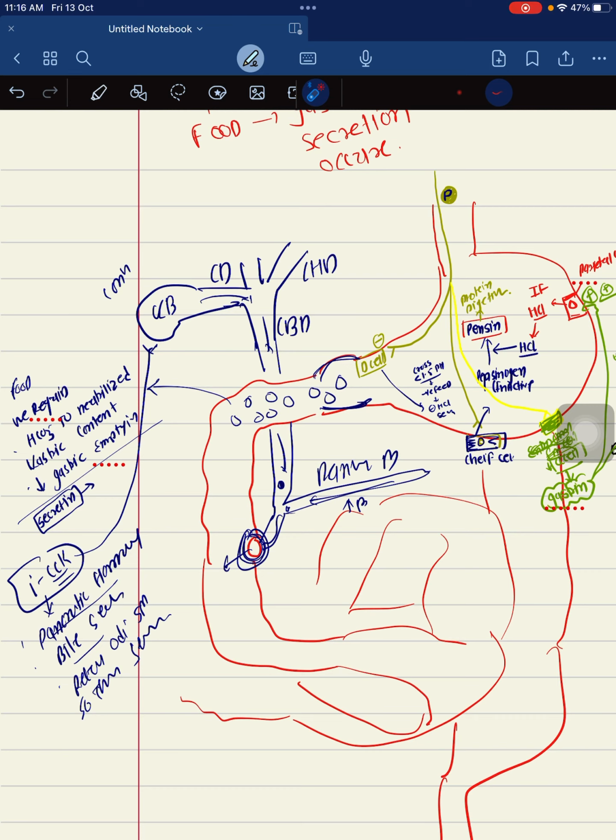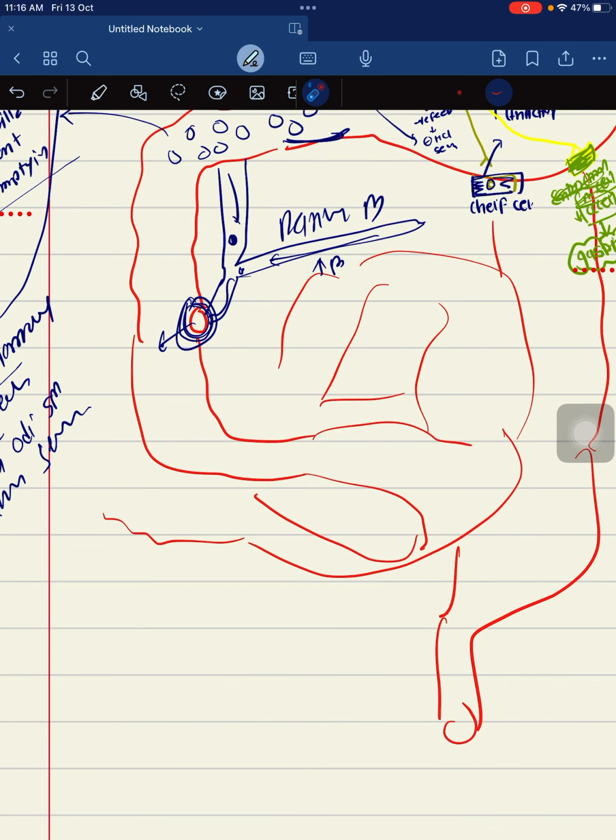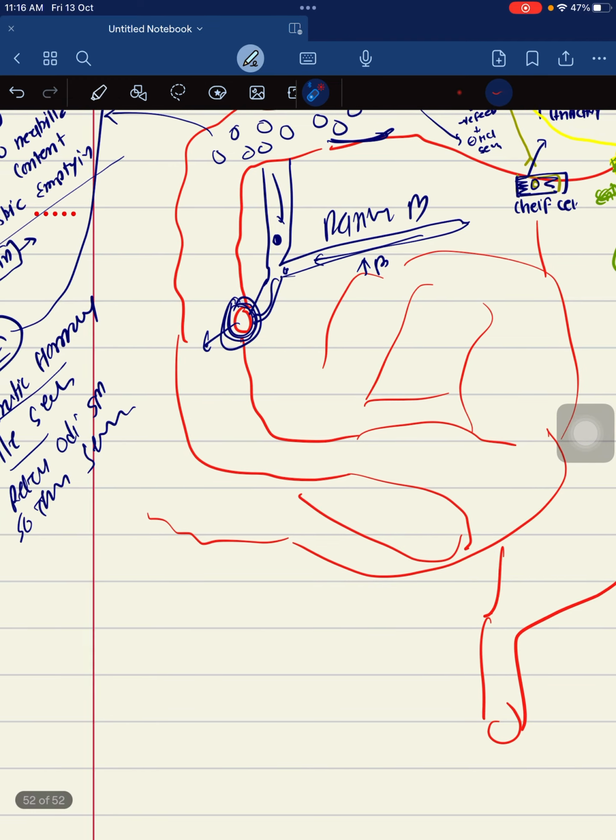and the bicarbonate is required for two things: to neutralize the gastric acidic content, plus to provide an alkaline medium so that the pancreatic enzymes can work on the duodenum and digest the lipid and carbohydrates. And CCK will continue until everything in the duodenum is finished.